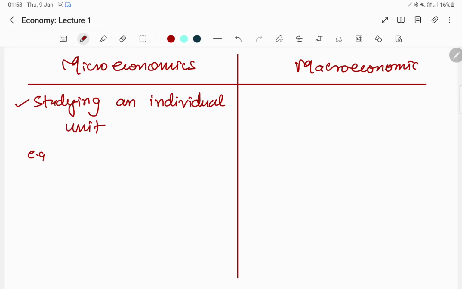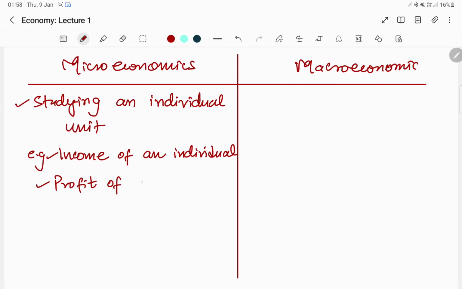For example, income of an individual. This is a part of what? Microeconomics. Income of an individual. Or profit of any one firm. For example, profit of Reliance Jio. This comes under microeconomics because you are studying an individual unit.